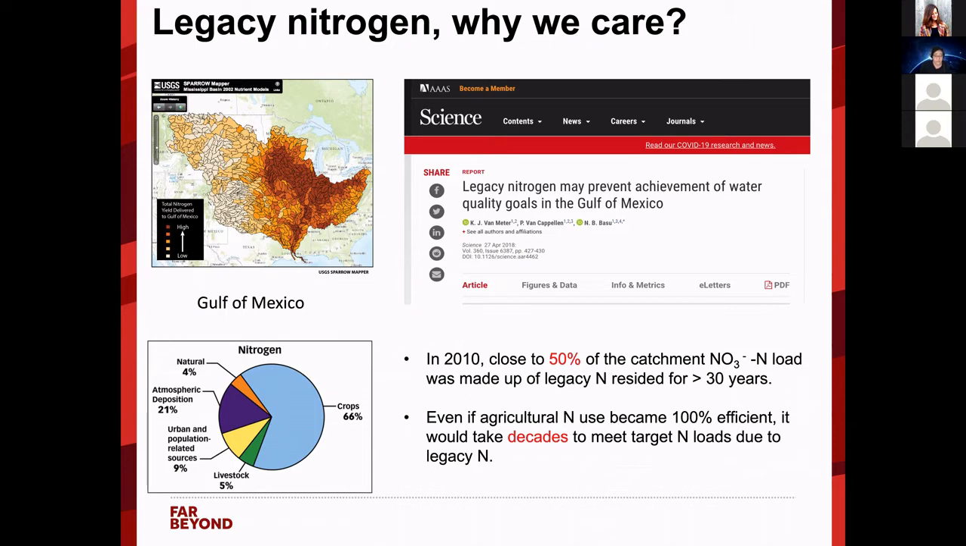They found that back in 2010, almost 50% of the catchment nitrate load was made up of legacy nitrogen that has already resided in the area for more than 30 years. And even if the agricultural nitrogen use became 100% efficient, it would still take decades to meet the target nitrogen load due to the presence and the huge quantity of the legacy nitrogen.